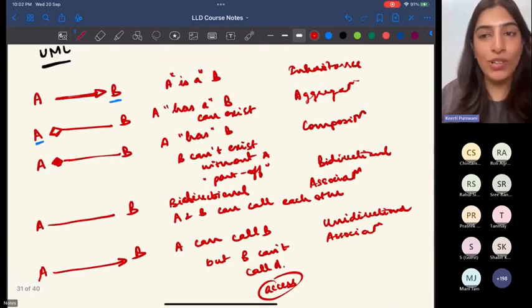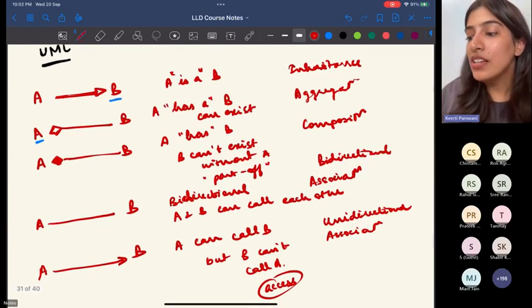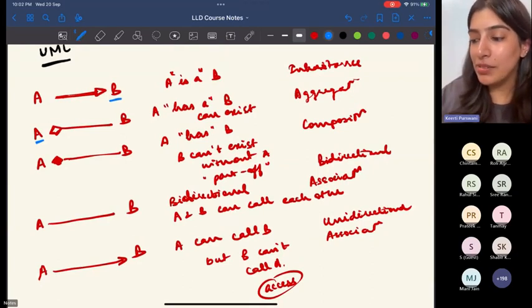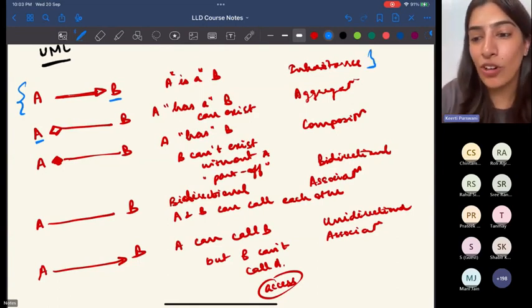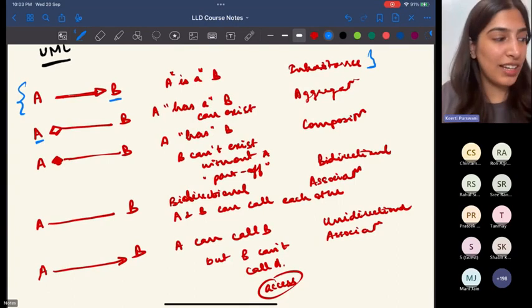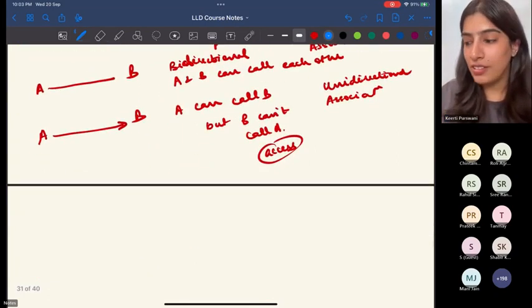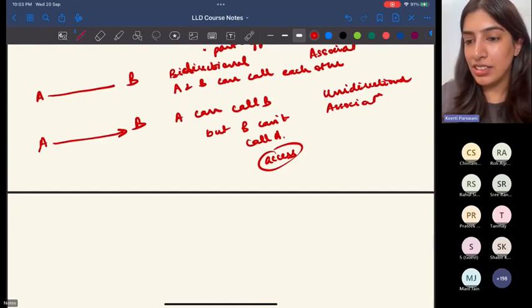Just one more relationship I want to tell you, and after that we will look at examples. So here we said A is a B. Do you remember that when we talked about inheritance, there was one more relation that we talked about? Anyone can guess? What was that relationship? Anyone can guess in the chat?